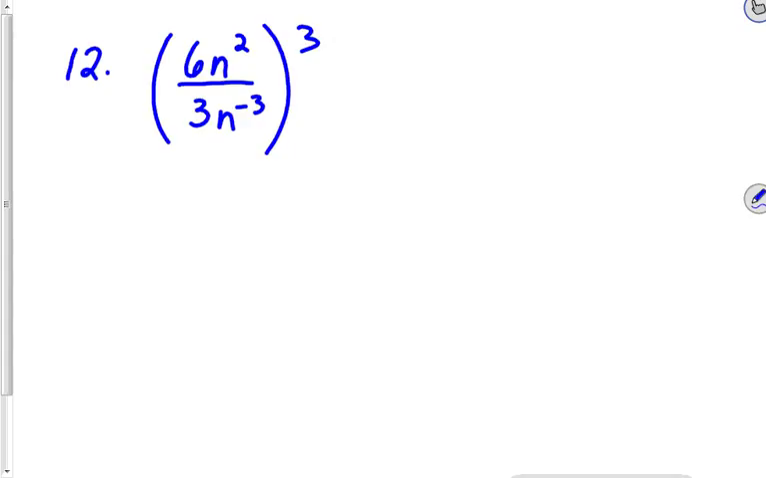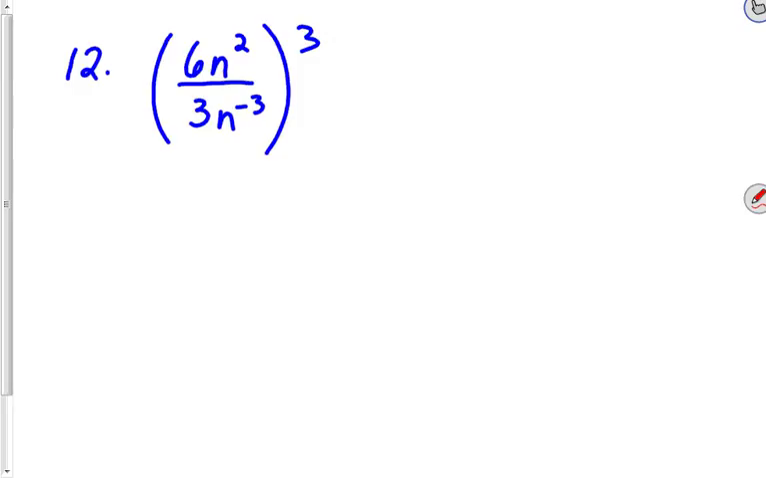So starting out, I'm going to simplify what's inside the parentheses, right? The cube applies to the whole thing, to everything inside the parentheses. But I realize that I can simplify what's inside the parentheses first. So I'm going to do that.